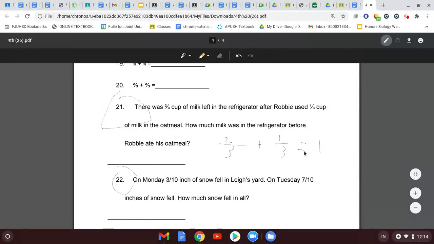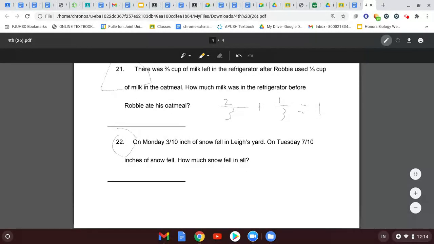On Monday, 3/10 inch of snow fell in Lay's yard. On Thursday, 7/10 inches of snow fell. How much snow fell in all? So then we just add 3/10 plus 7/10 because we're trying to find the combined total of inches of snow that fell. And we just get 1 inch of snow.